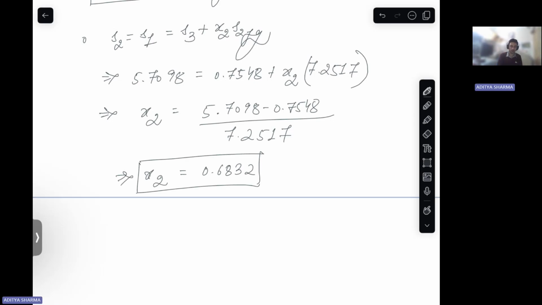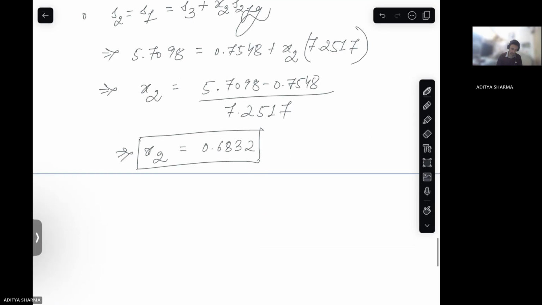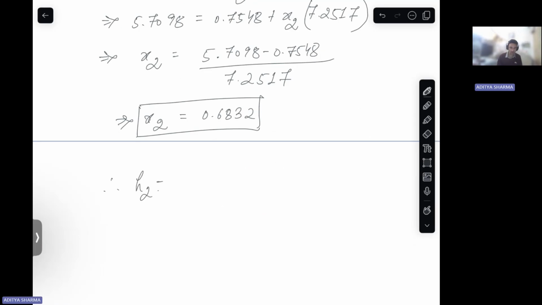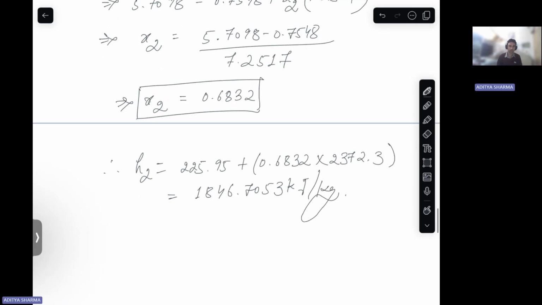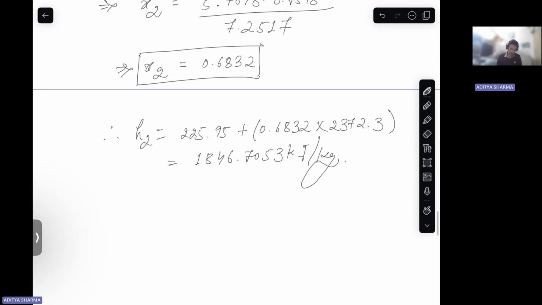Now we can find out our h2. So h2 becomes h3, which is 225.95, plus x2, which is this, times h2fg, and calculating this gives this. Okay.